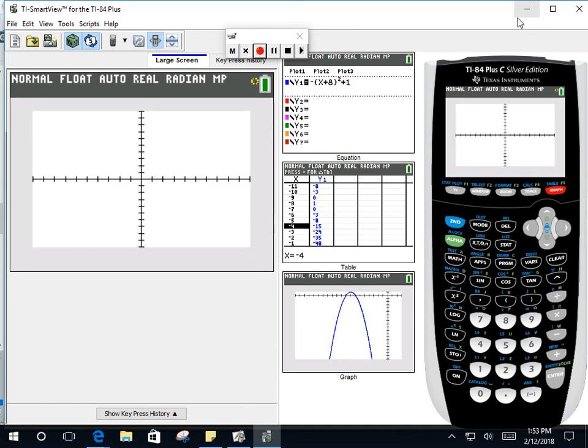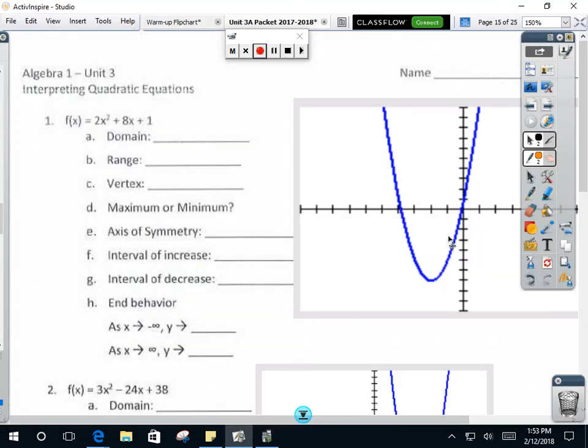Okay, so that's what it should look like. So what is the domain? Negative to positive infinity because it goes left forever and right forever. What is the range? Isn't this the lowest point? And on the y-axis, that's at what number?